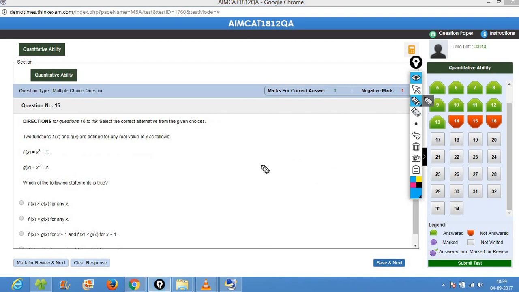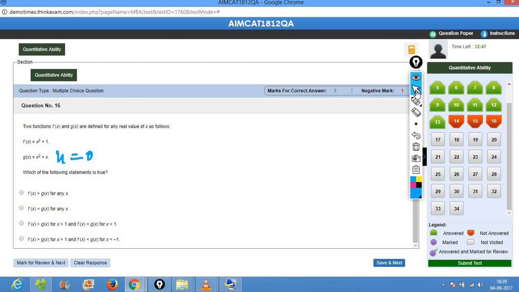Okay, can I solve this one? This type of question I have solved out, so I will look at this one definitely. fx is equal to x cube plus 1, gx is equal to x square plus x. Which of the following statements is true? I can say that for x equal to 0, fx and gx cannot be equal. Can I eliminate any option with the help of this part? Comes out, yeah. Oh no.